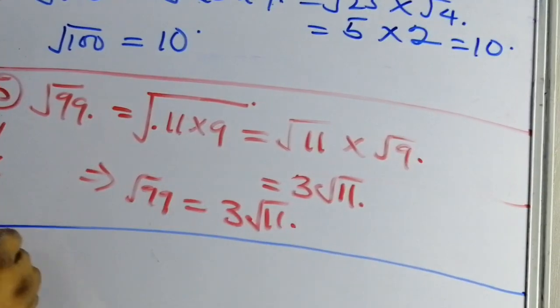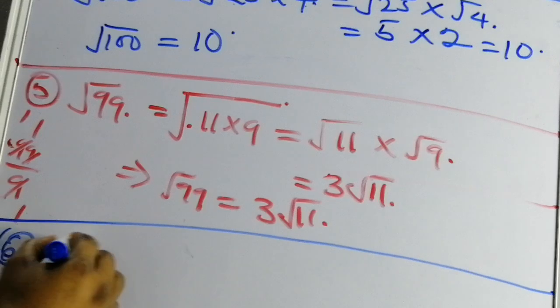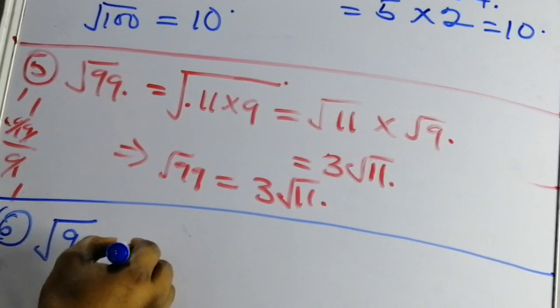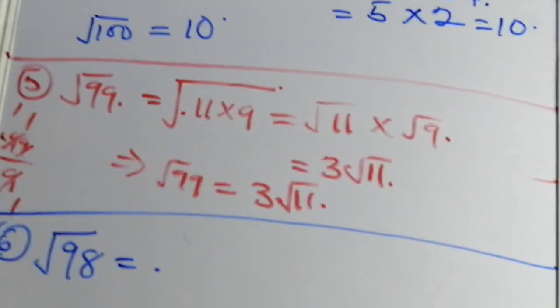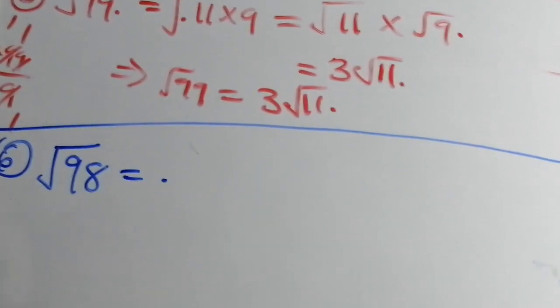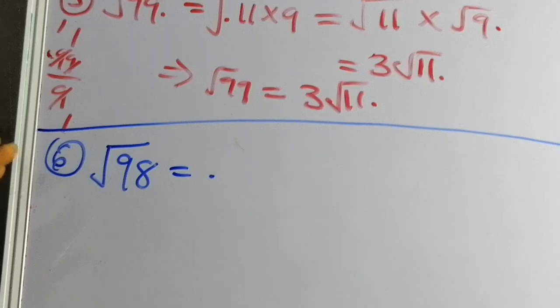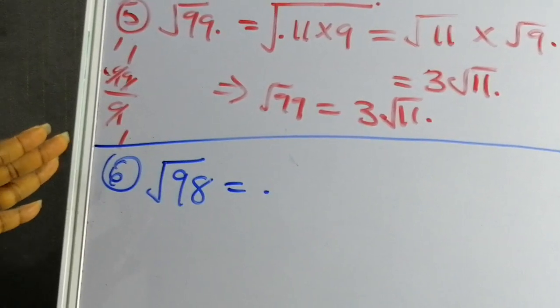So let's move to number 6. Number 6 is root 98. Okay. Number 6 is what? Root 98. If you look at this very well, let's now take it one at a time.